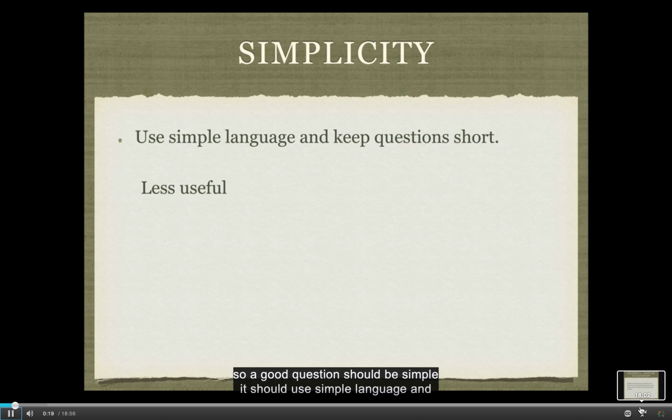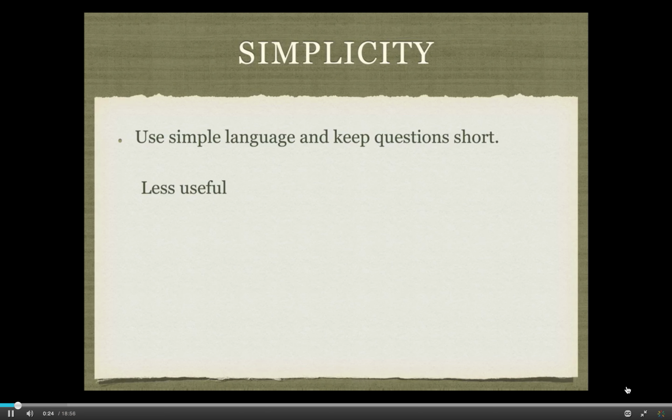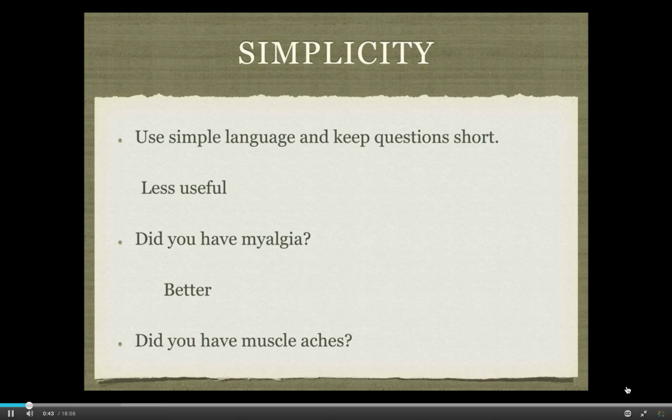So a good question should be simple. It should use simple language and keep questions short. Let's take a look at an example that might be less useful. Did you have myalgia? For many of you sitting at home, you might be wondering what myalgia is. So a better question in terms of simplicity would be, did you have muscle aches? Clear, and so those with less than a certain level of experience or understanding might be able to get at what you are trying to ask.